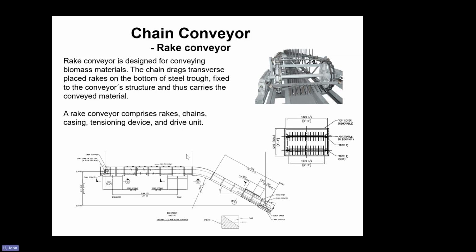So materials feed in here, and then the rake pushes the materials to here and discharges to here. So it is in a box, so it can be enclosed. This picture didn't show the casing.